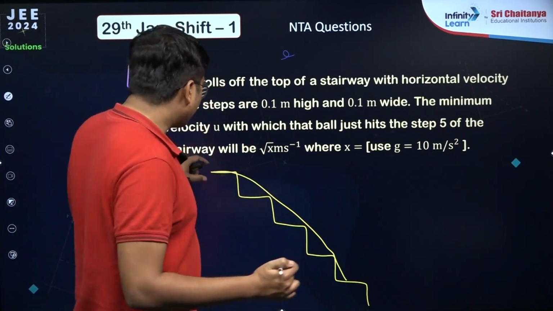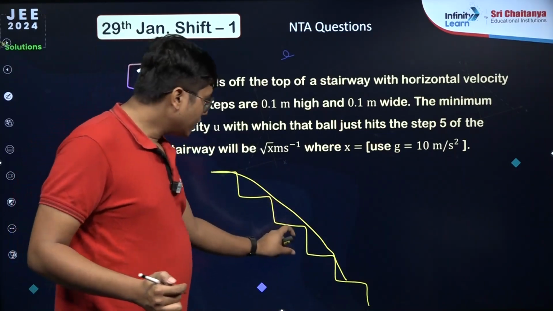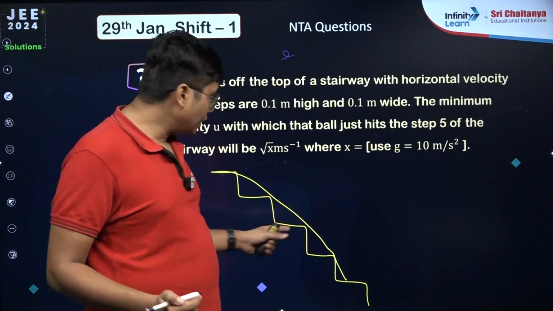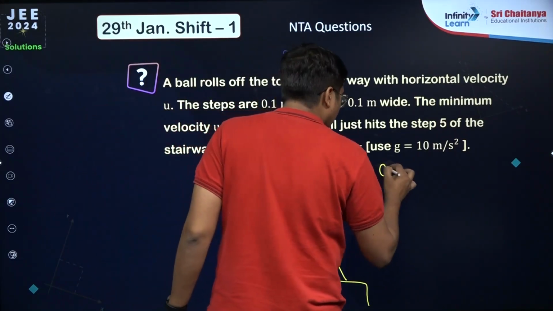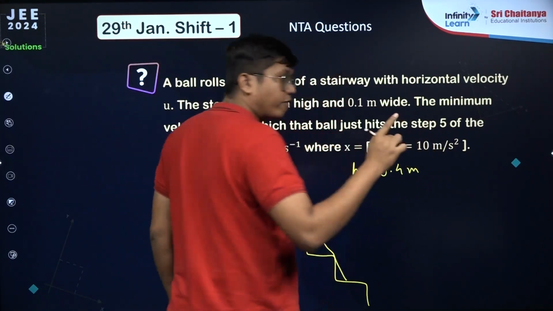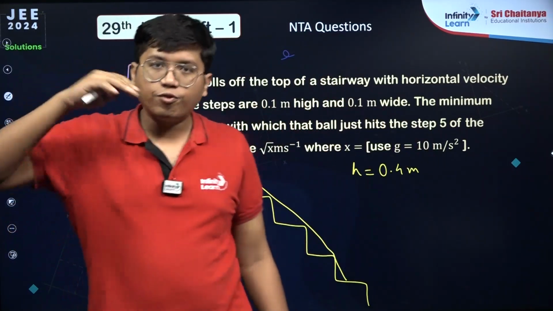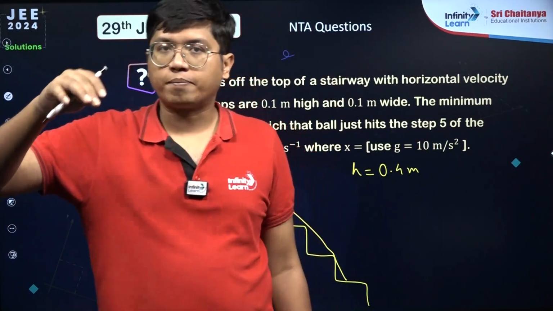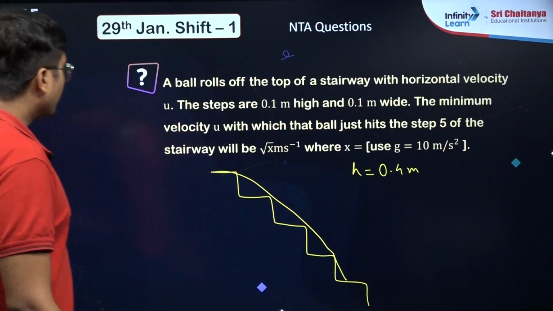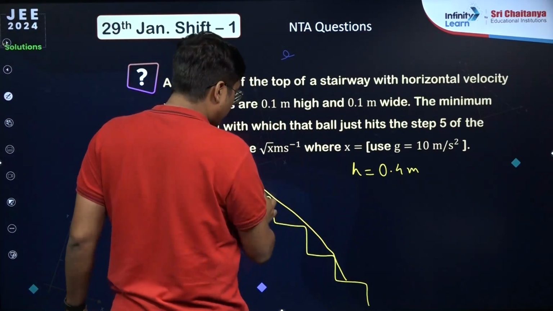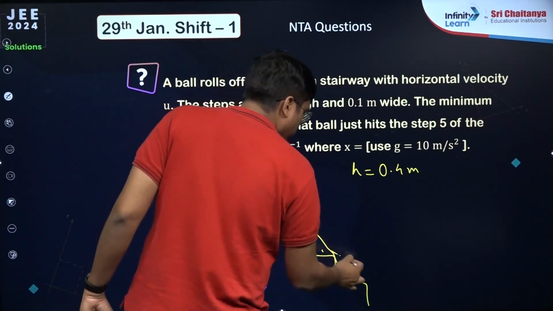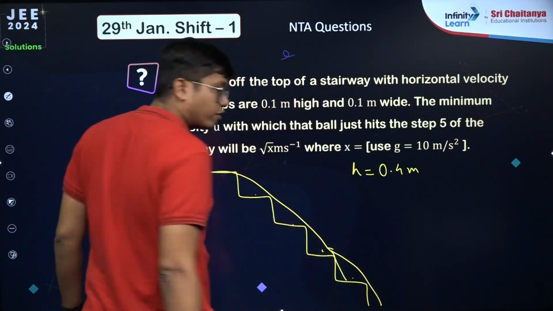So if each height is 0.1 meter, then the height that you are technically studying for is 0.4 meter, not 0.5. Your criteria is the fourth step. It needs to cross the fourth step. So the height is going to be the fourth step over here, right? In that case, this is actually 1, 2, 3, 4. It should cross this and fall, my bad. Then you would have the fifth step.